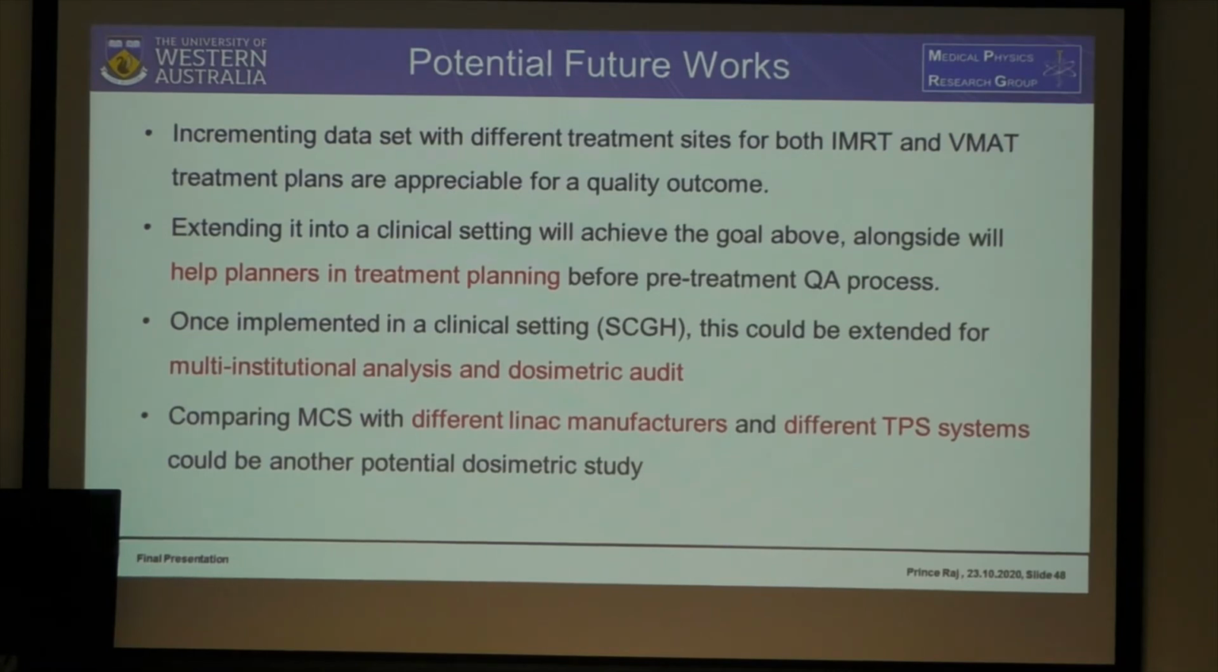They could get a basic understanding of how the plan is going to be, like the deliverability of the plan, and also the complexity of the plan to be known. This could also be extended for multi-institutional analysis and audits, which is done in other studies, and we could also compare different LINAC manufacturers, which has also been done by other studies, which showed significantly higher correlation for Varian LINACs compared with Elekta or any other LINACs. And also we can compare different TPS as well.